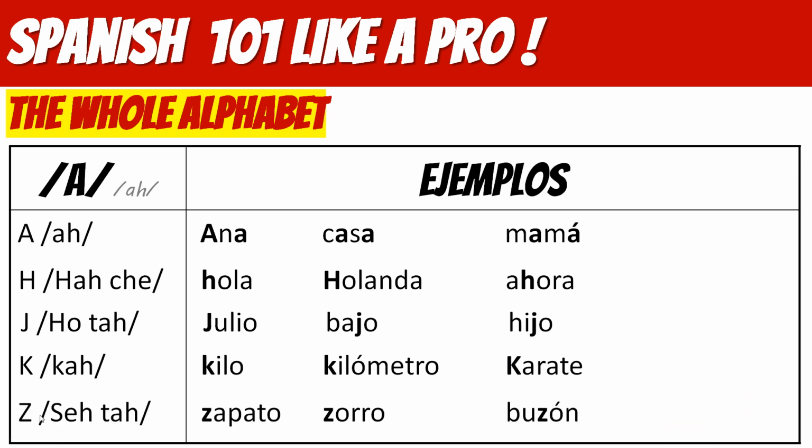Z in Spanish is Zeta in Latin America, but in Spain they would say theta with a th, like in English when you say think. In Latin America it's more like an S, zeta. So we say zapato, zorro, buzón.